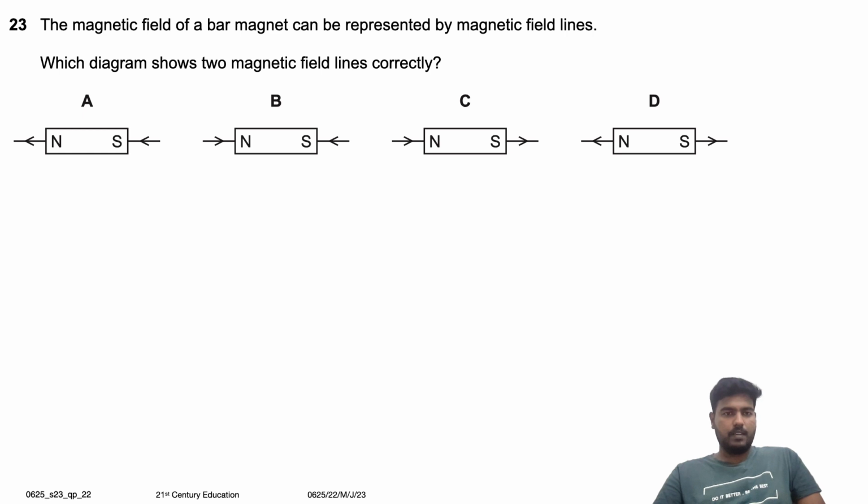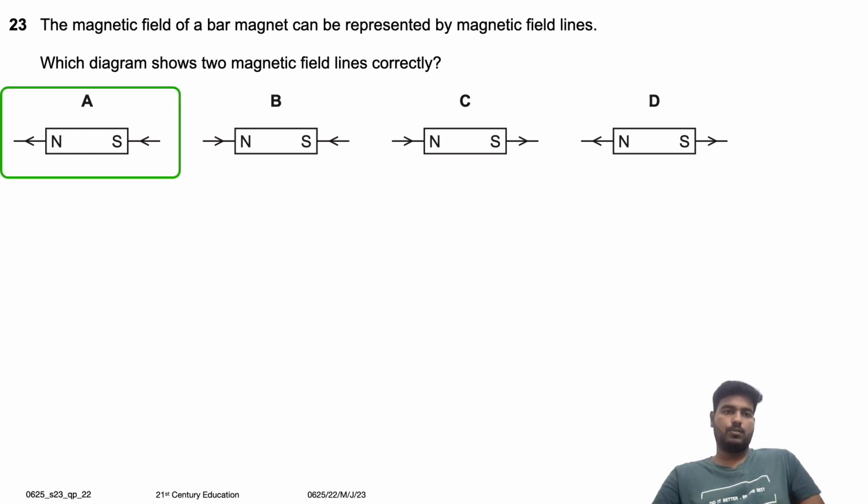The magnetic field of a bar magnet can be represented by magnetic field lines. Which diagram shows 2 magnetic field lines correctly? Yeah, A, north and south. North is sort of like positive, south is equivalent to negative in charges. You can remember it like that.